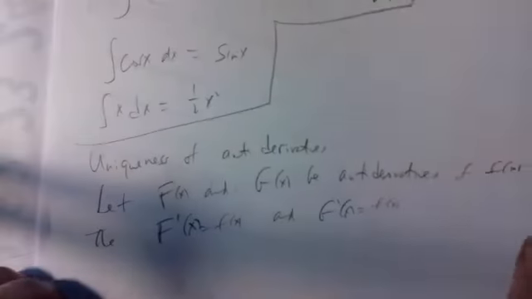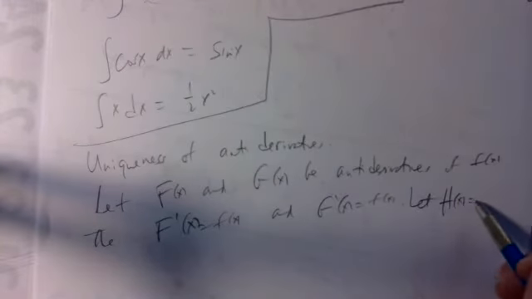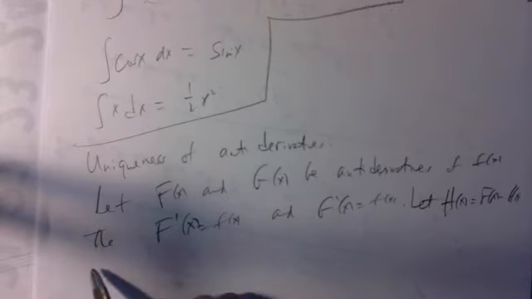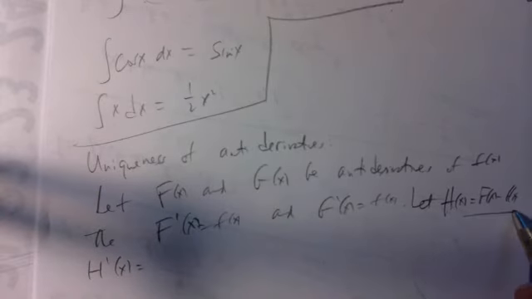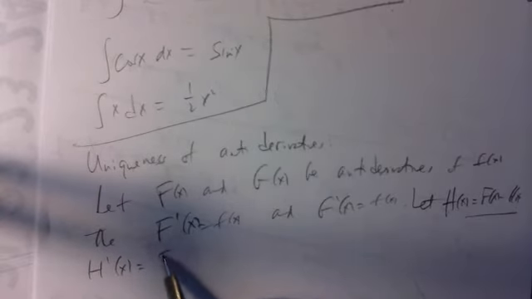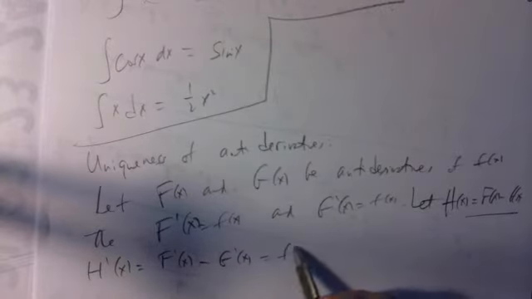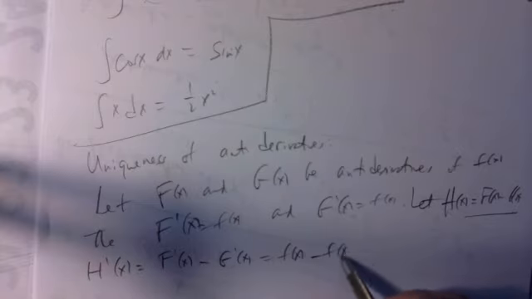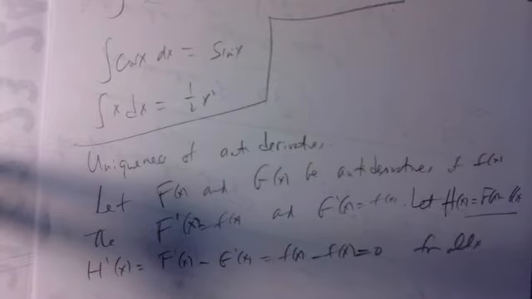So suppose we consider the function h of x to be F of x minus G of x. So what is h prime of x, the derivative? The derivative of a difference of two functions is the difference of the derivatives. But both derivatives are equal to f of x. So you get f of x minus f of x. So this is zero for all x.